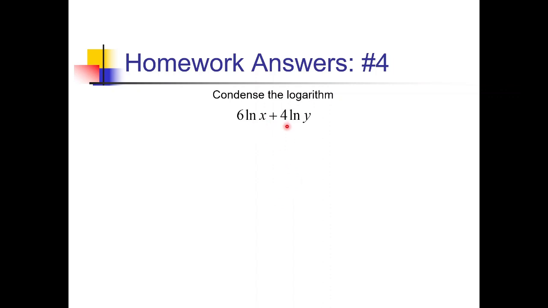To condense these logarithms, we have to start by first using the pop-in rule to take care of these coefficients. So this 6 comes in to give us ln of x to the 6th. This 4 goes in to give us ln of y to the 4th, and we're still adding those logarithms, but now we can take care of this addition by turning this into multiplication of the inputs. So this is all going to be ln of x to the 6th, y to the 4th.